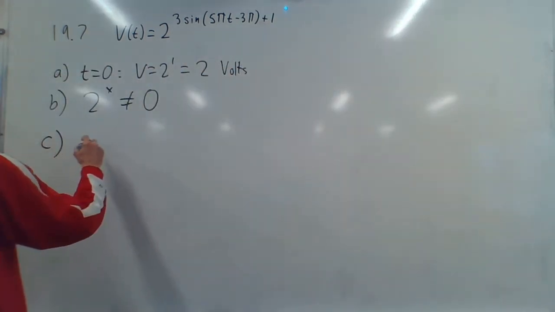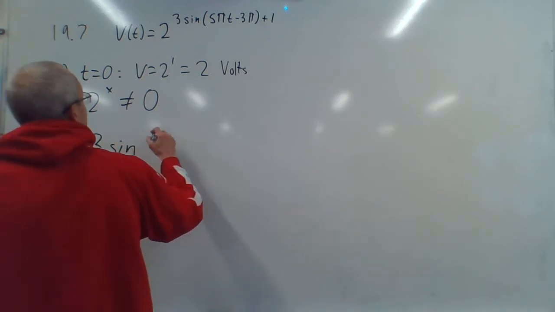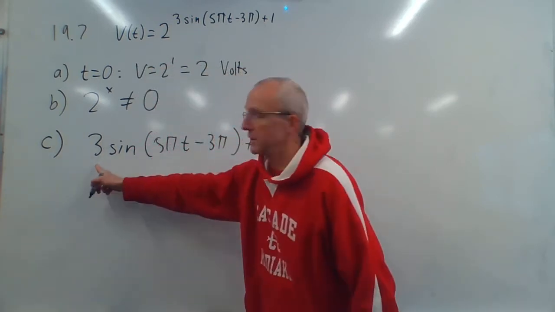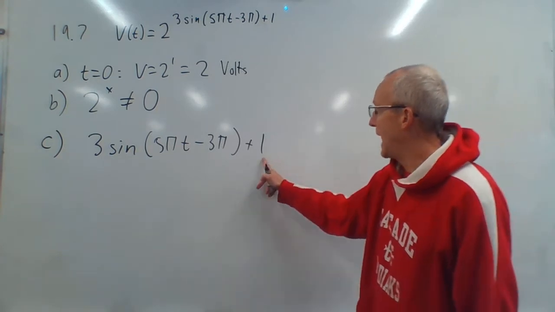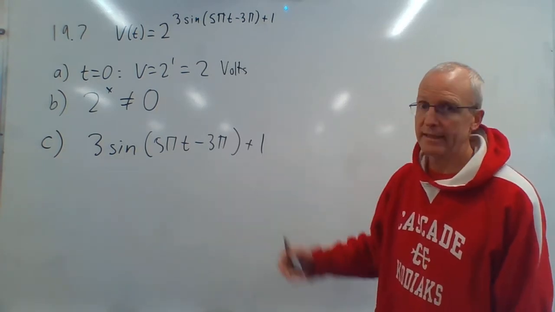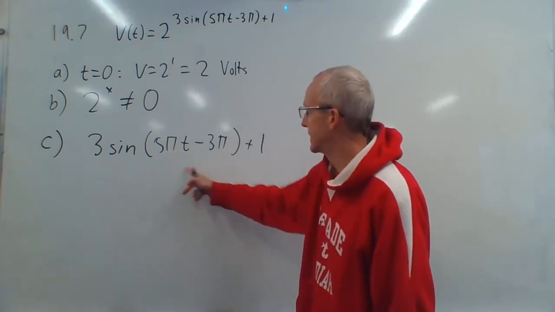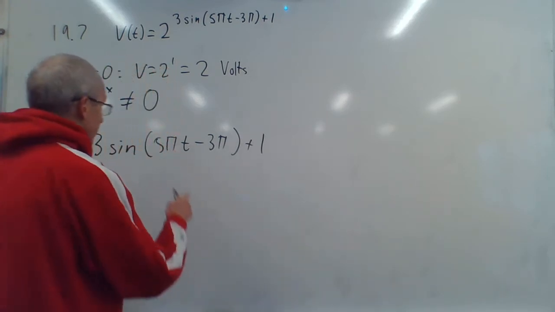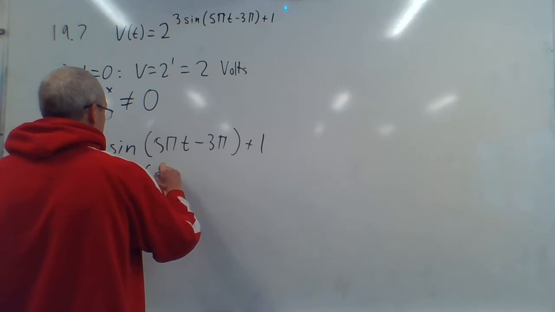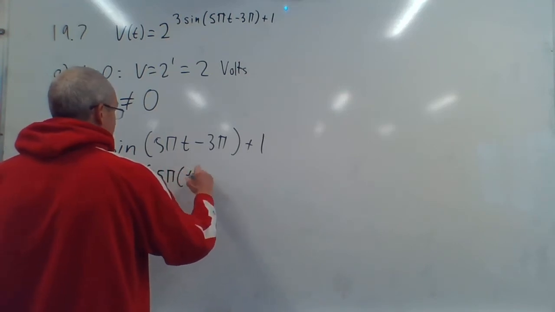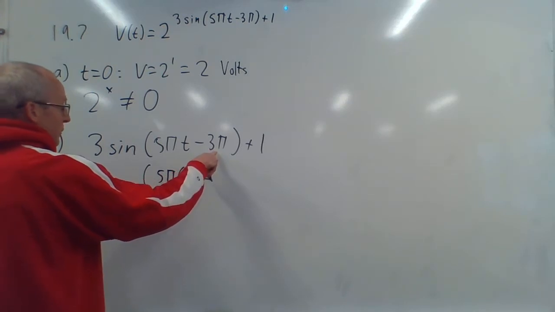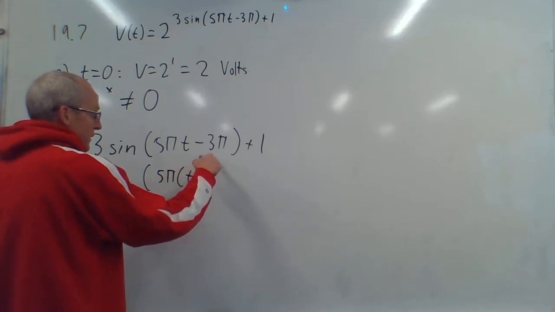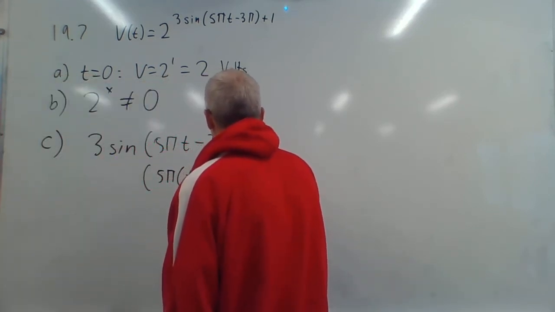That's part C. So we have 3 sine of 5 pi t minus 3 pi plus 1. Well, the amplitude is 3. The average, that's the d, that's plus 1, that's not going to change. But we have to rewrite this. If you remember, what you want to do is get the t, normally it's an x, in this case it's a t, by itself. So we take out the 5 pi. So that would be 5 pi, then the t's by itself, but then what's this? We have to divide it by 5 pi. So this would be minus 3 pi over 5 pi.